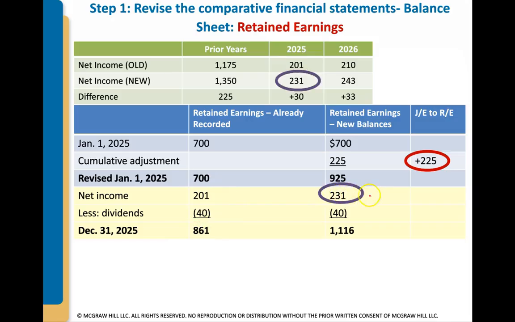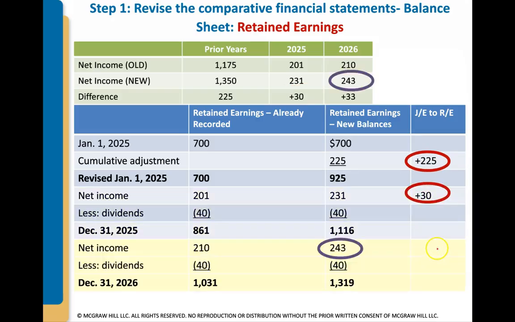But now we have to use our new net income, because we have a reduced cost of goods sold, so higher net income. And now our new ending 2025 retained earnings balance that we will reflect in the financial statements will be $1,116. The change to retained earnings that needs to be recorded in our GL is another increase of $30 for the net income increase. And then we're going to do the same thing for the following year.